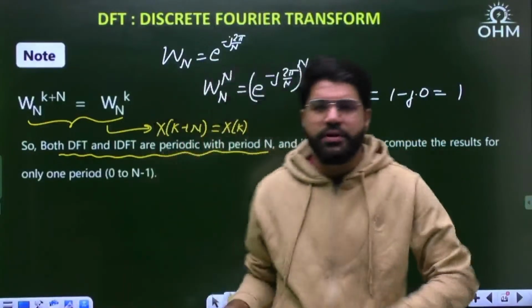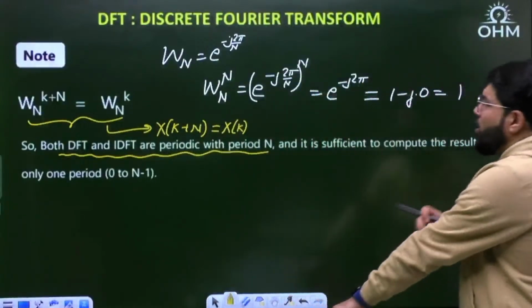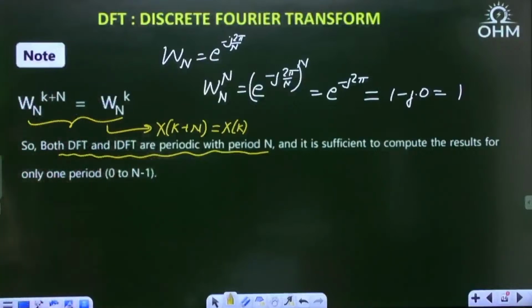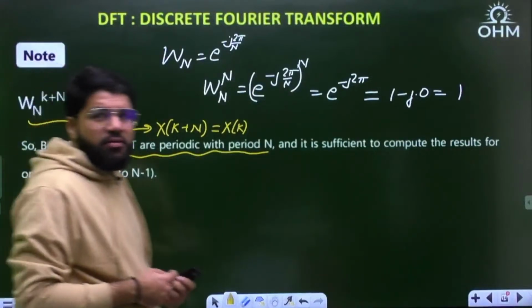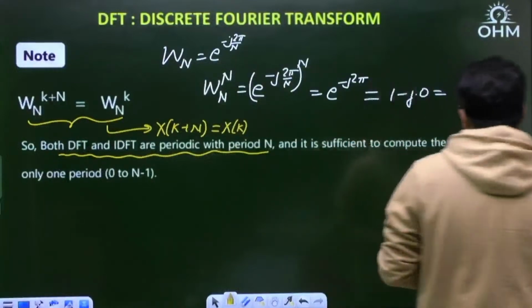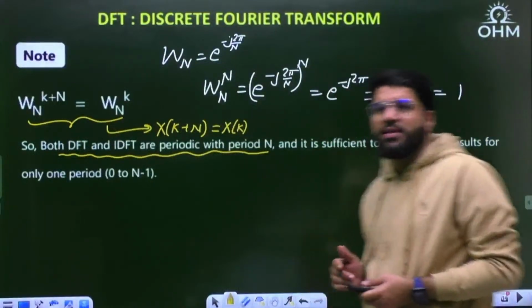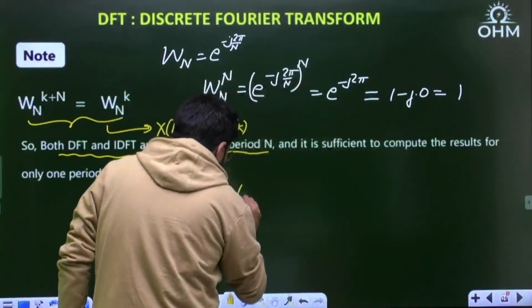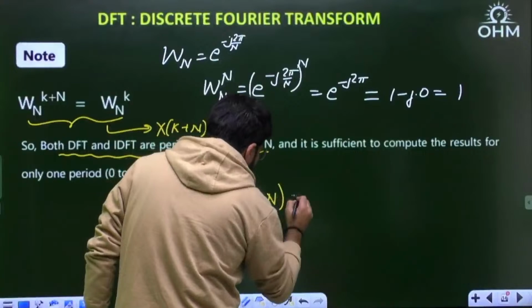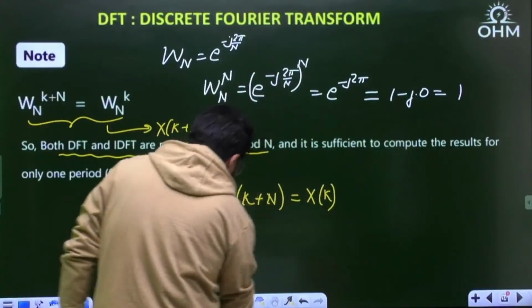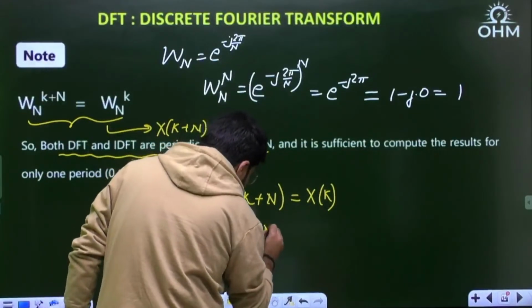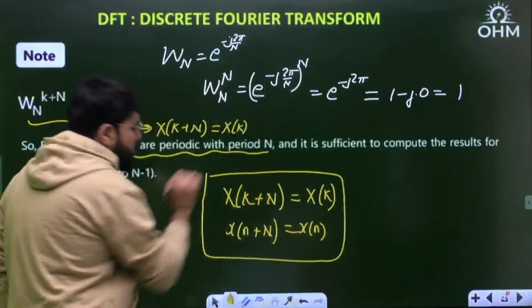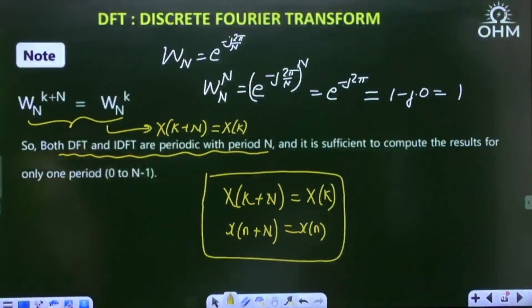Okay, sorry. What I was telling is, because of the repetition in W, the DFT and IDFT are both periodic with the period of n. It is sufficient to compute the results only for one period, that is 0 to n minus 1. So remember that. Let me rewrite: for the DFT, X of k and X of k plus n will be the same. Similarly, for the IDFT, x of n and x of n plus n will always be the same.